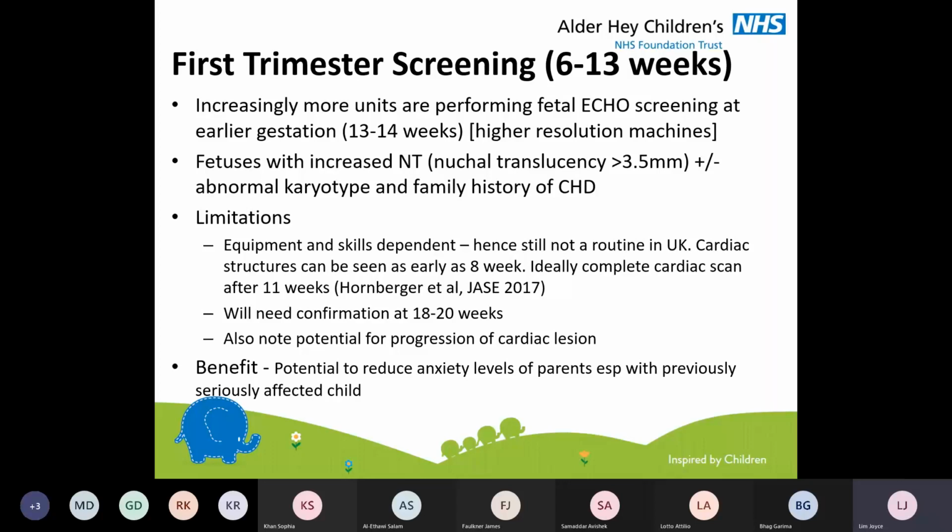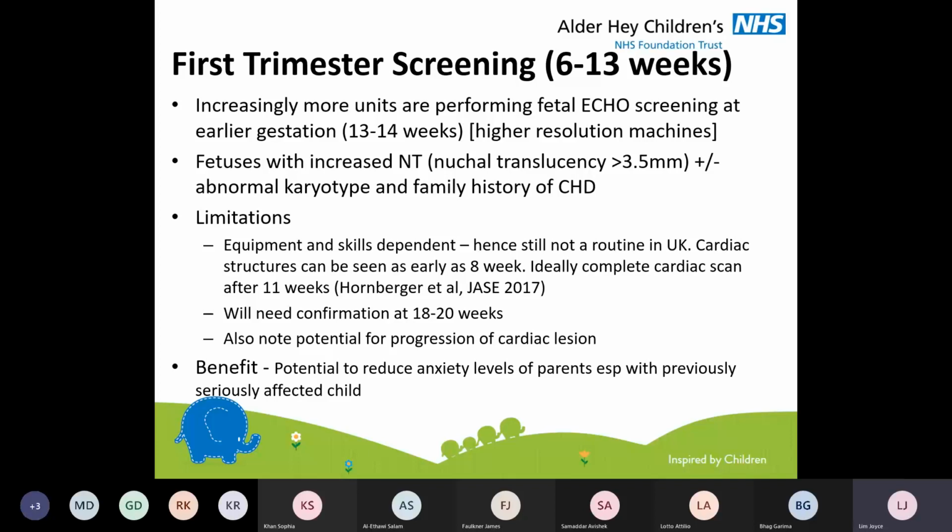As I said earlier, limitations include limitations of equipment and skill. You need very good high resolution machines in order to see such tiny structures at 13 to 14 weeks. Whatever you do, you do not make a confirmatory or confident diagnosis at the 13-14 week scan. You will always need confirmation at 18 to 20 weeks.